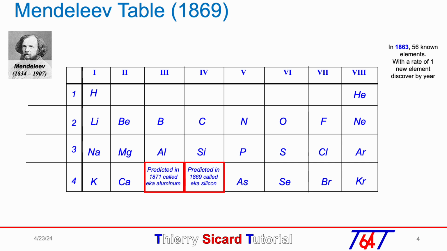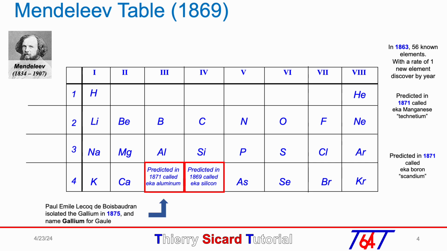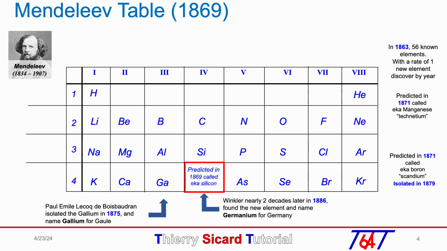In 1871, Mendeleev predicted 2 other elements, the technetium, called eka-manganese, and the scandium, called eka-boron. Paul-Émile Lecoq de Boisbaudran isolated gallium in 1875, so 4 years after the Mendeleev prediction. In 1879, the predicted scandium was discovered. Winkler, 2 decades later, isolated in 1886 a new element called germanium for Germany. Maybe because he thought that de Boisbaudran called gallium for Gallia, the Latin name of France.